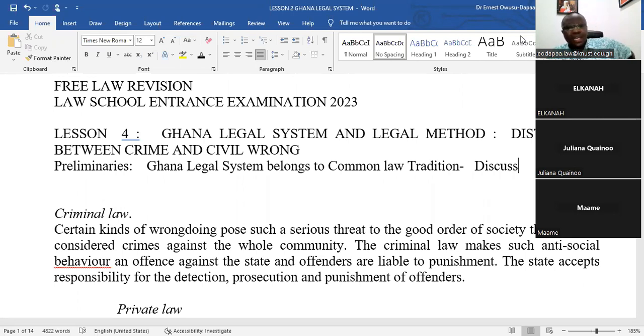Good. Then we also have the socialist tradition. The socialist tradition, if you remember your jurisprudence or philosophy of law, derives its root to a large extent from Marxist jurisprudence, as it were.